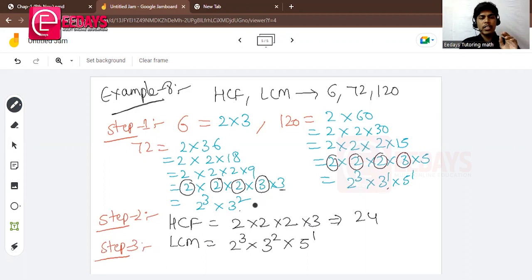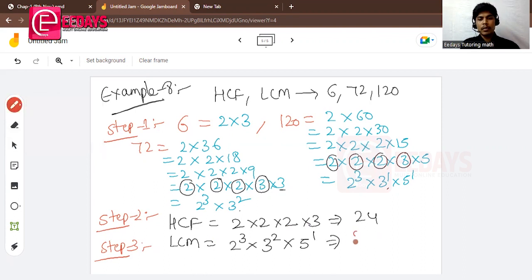Sir, here 5 is there, here it is not there. Why can't we skip it? We write it there, because we have to write only the greatest power. When it comes to HCF, you don't write like that, because 5 is here and not there. Okay. Now let's simplify further.